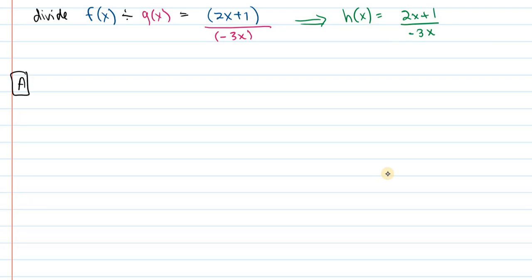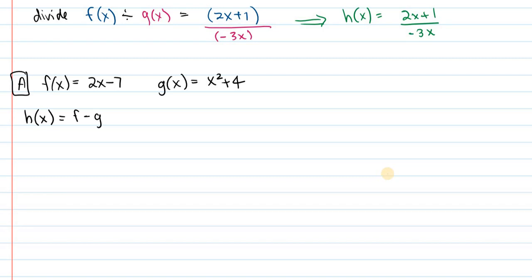Say you had f of x equals 2x minus 7, and g of x equals x squared plus 4. I want a new equation where h of x equals f minus g. And I'm just not writing the of x's to save time. And then I want to find h of 5.